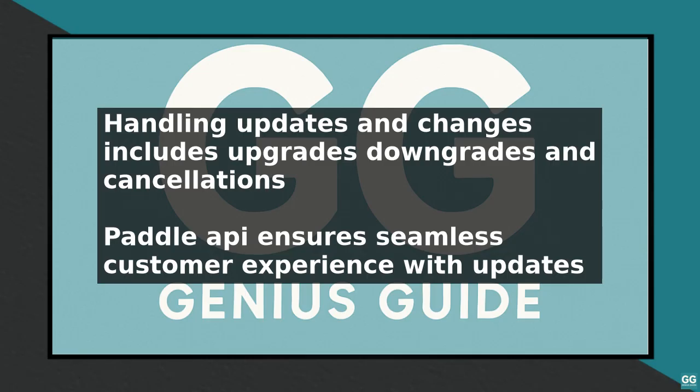Best practices for Paddle subscription management include regularly reviewing and optimizing pricing plans and subscription tiers. This ensures that your pricing is competitive and aligned with customer needs. Additionally, it is essential to have a clear and transparent communication strategy for handling subscription-related issues and updates.